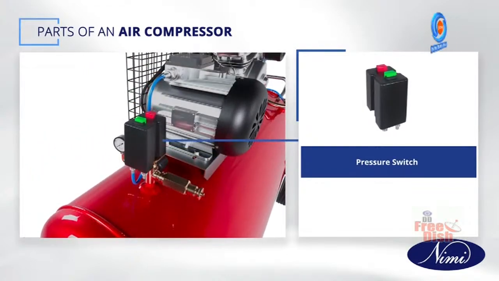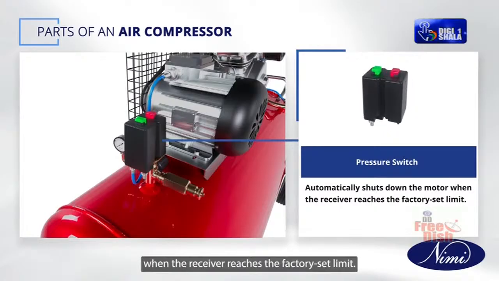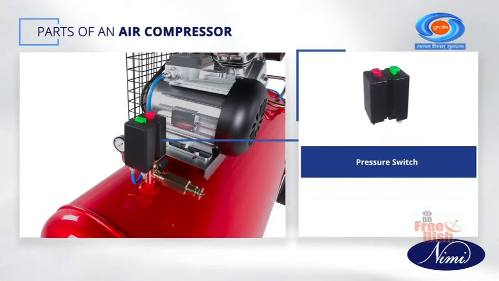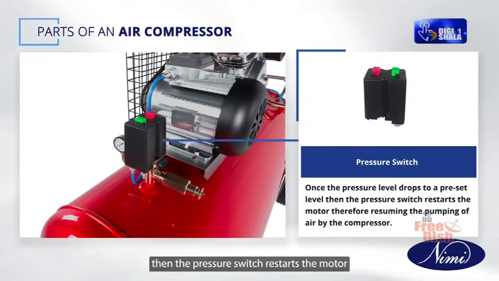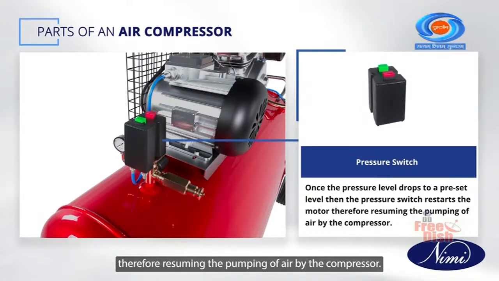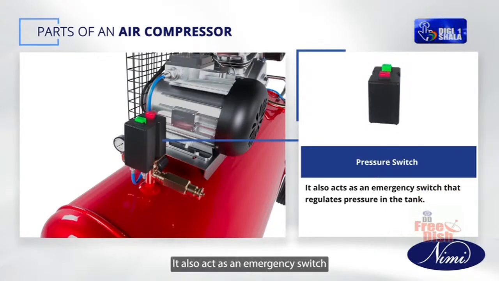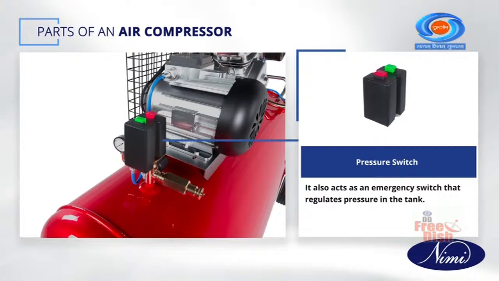Pressure switch. The pressure switch automatically shuts down the motor when the receiver reaches the factory set limit. Once the pressure level drops to a preset level, the pressure switch restarts the motor, therefore resuming the pumping of air by the compressor. It also acts as an emergency switch that regulates how much pressure the tank can take.